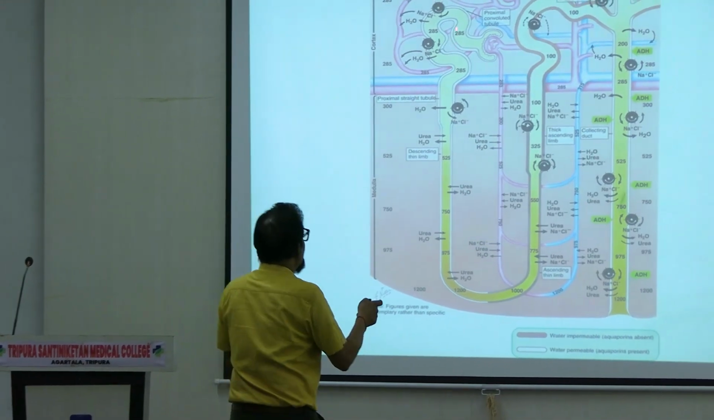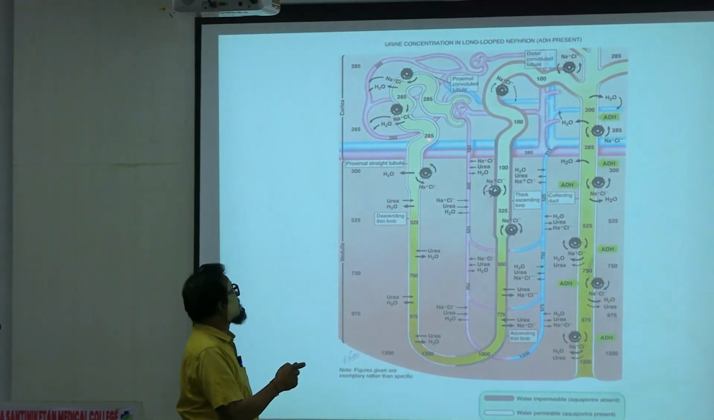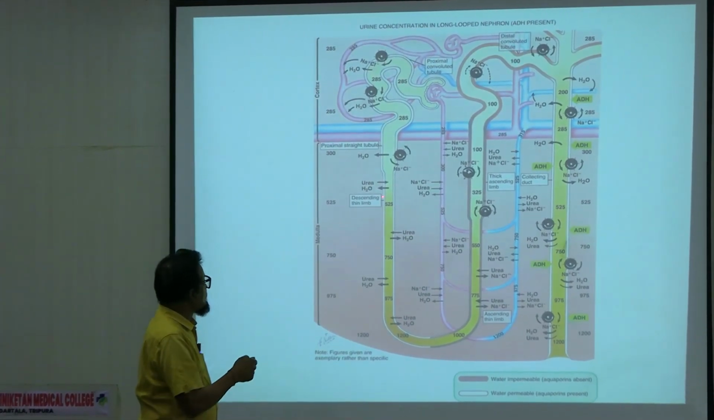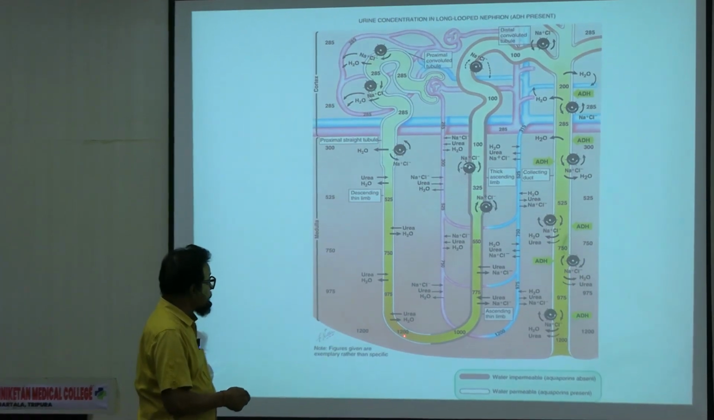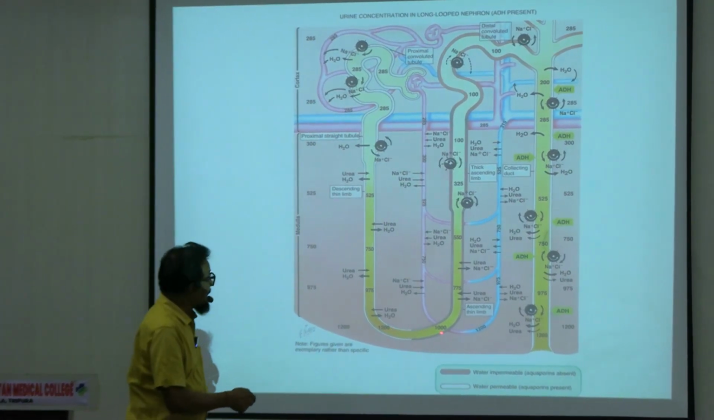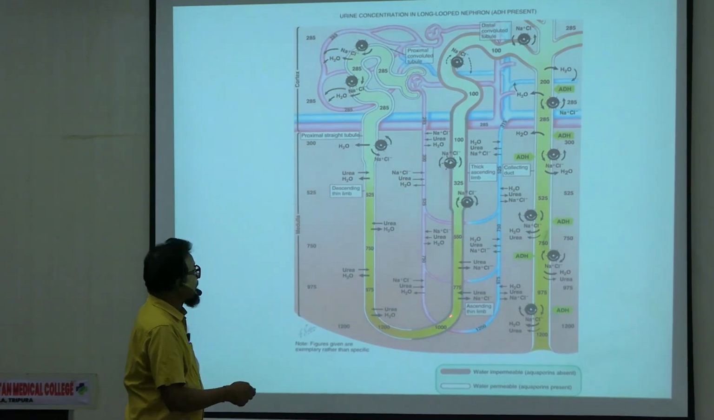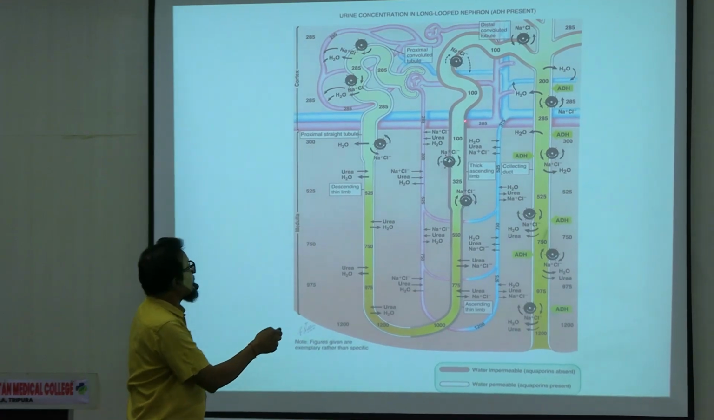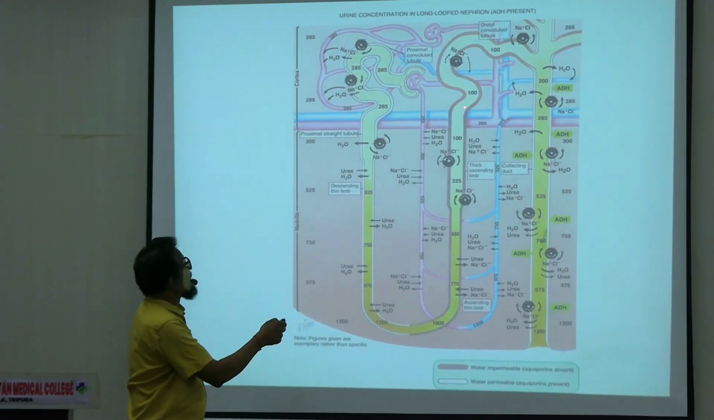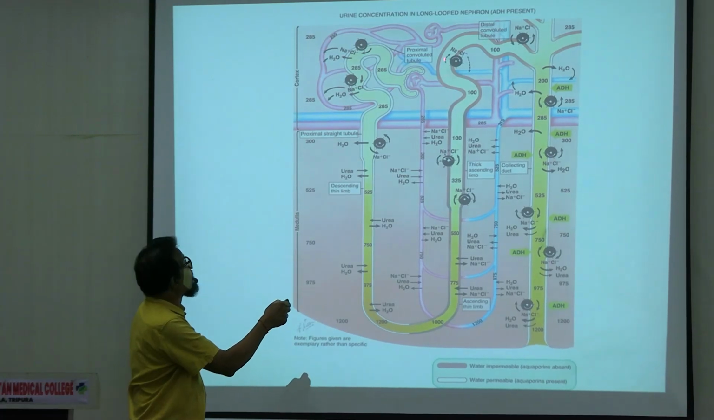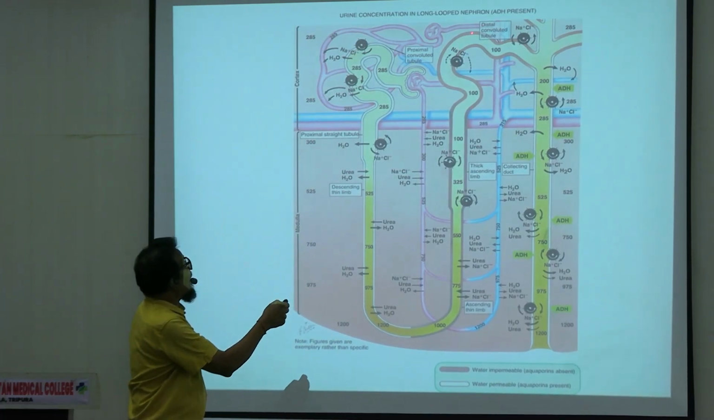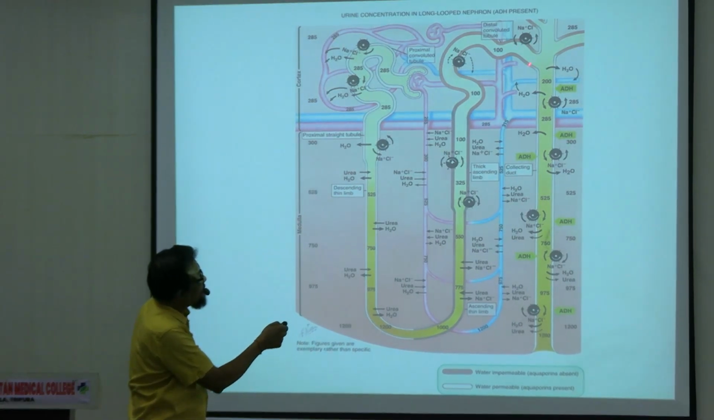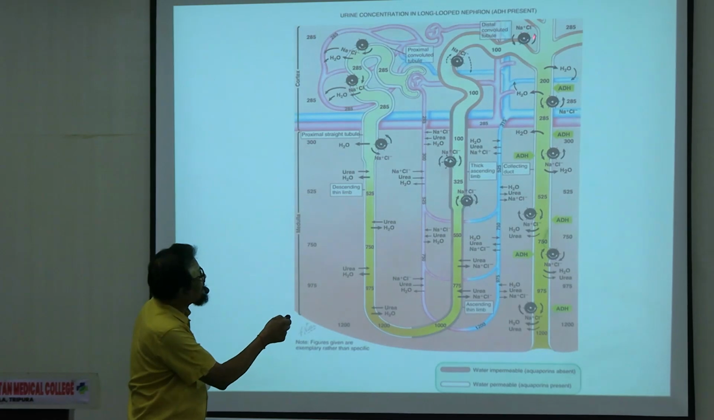When the fluid is entering, it is initially 300. But as it gradually advances, its osmolarity increases, up to 1200. Again, when it goes up, it comes down, and when leaving the loop of Henle, passing through the thick limb, from here starts the distal convoluted tubule. This distal convoluted tubule has two parts, the early part and the late part.